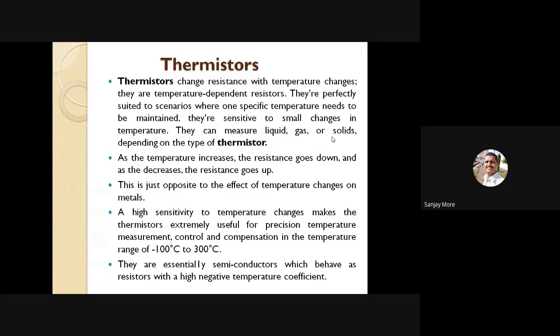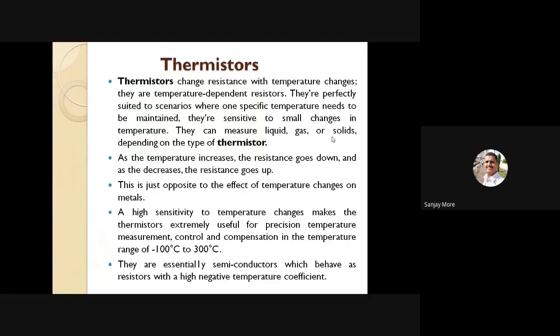This is just opposite to the effect of temperature changes on metals. Full stop and next line.